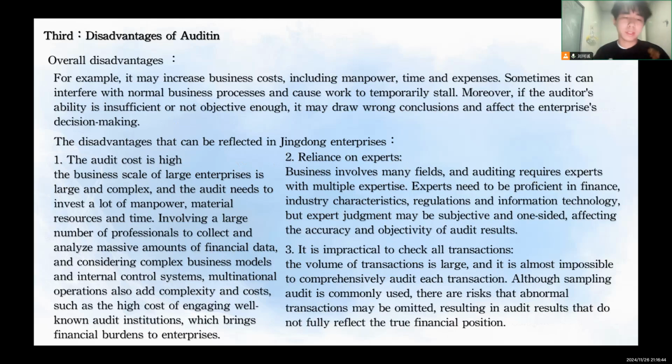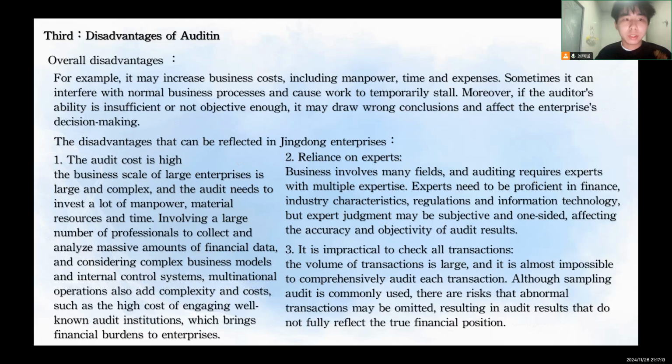Overall disadvantage: it increases the business cost, including the people, time and expense, and may interfere with the normal business process and cost to work the temporary stores. And if the auditors are not competent or objective enough, they may draw wrong conclusions and influence the business decisions. And take Jingdong as an example.